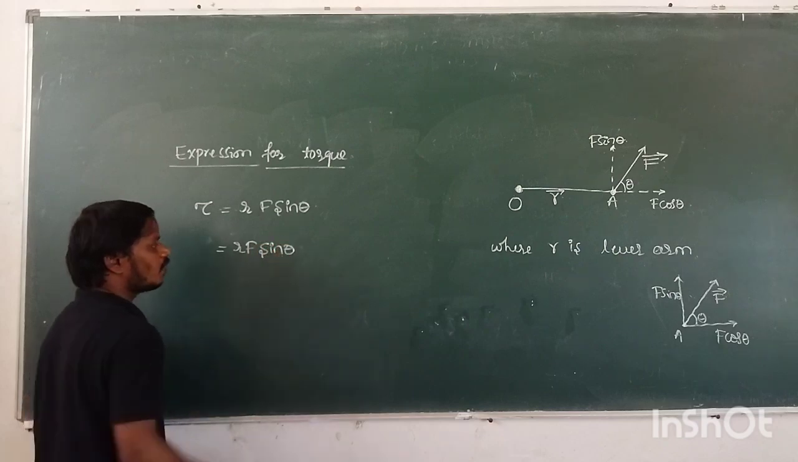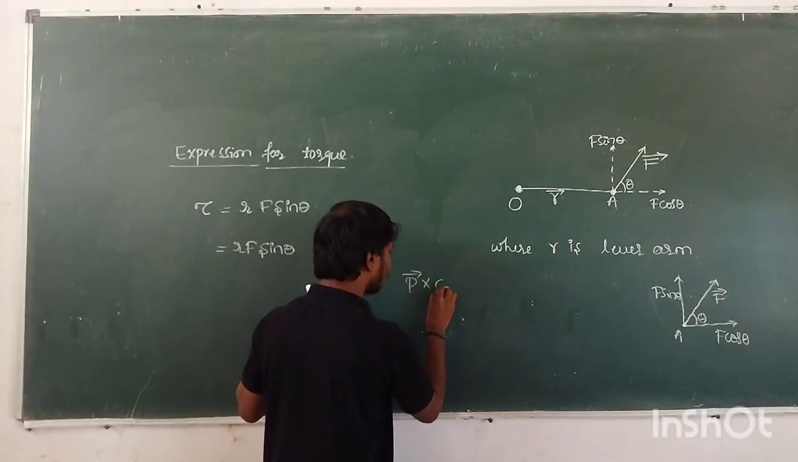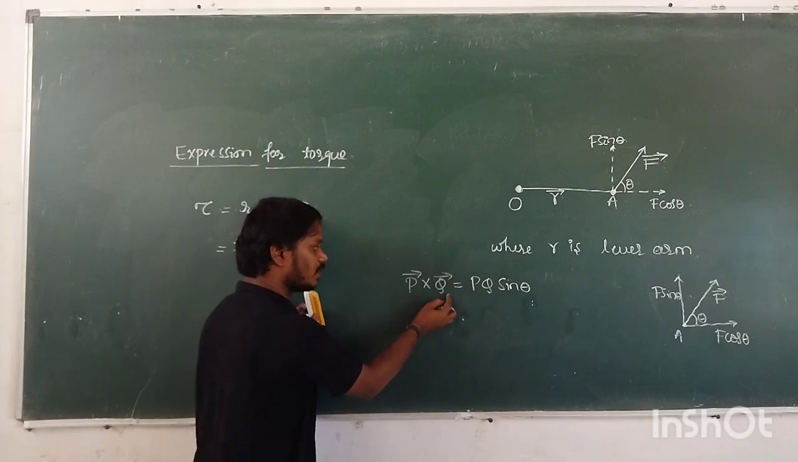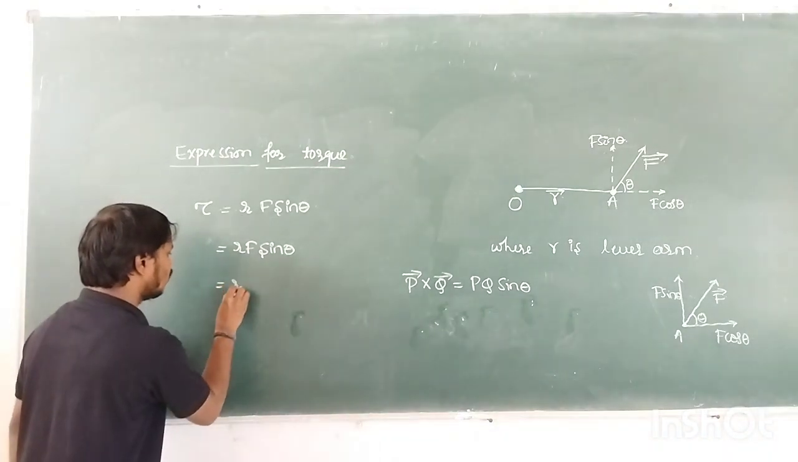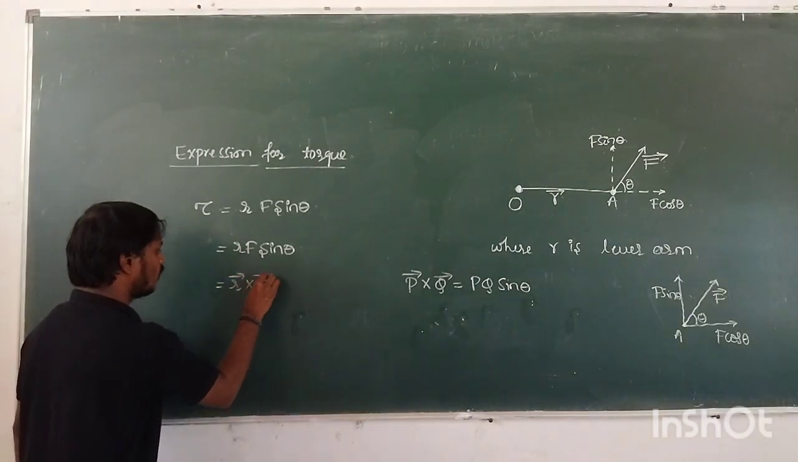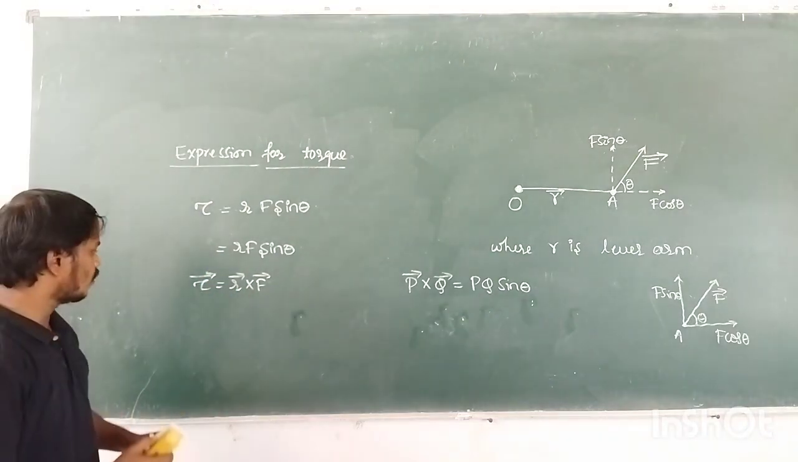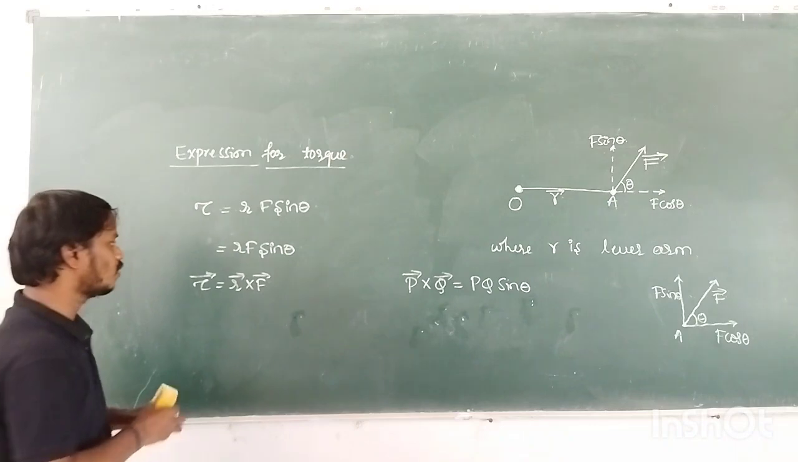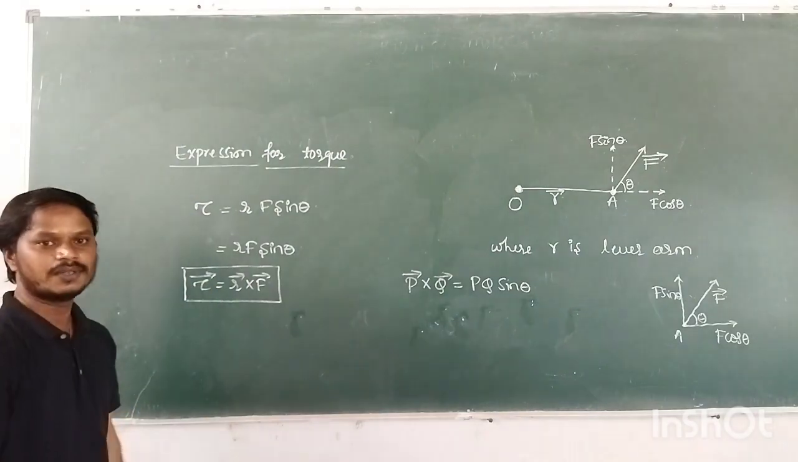So it is in the form of the cross product of two vectors. What is the cross product of two vectors? Vector P cross vector Q is nothing but P Q sin theta. Hence R F sin theta can be written as R cross F. Torque is a vector quantity because the cross product of two vectors gives a vector. Position vector is a vector quantity, and force is also a vector quantity. Hence, this is the mathematical expression for torque in vector form.